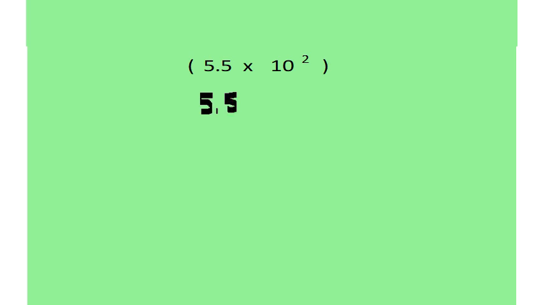Now, since it's 10 to the 2nd power, I want to move my decimal point 2 places to the right. Now, I have to put in a 0, and my decimal point goes right there. So 5.5 times 10 to the power of 2 equals 550. So basically, we're just doing the opposite of what we did before.